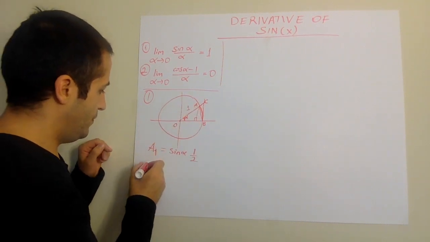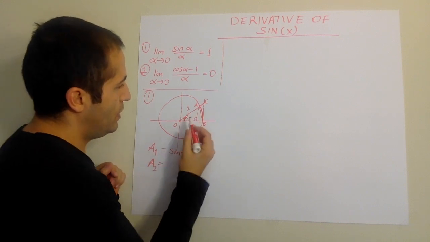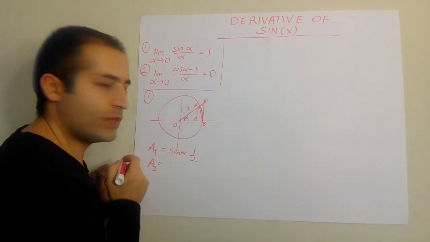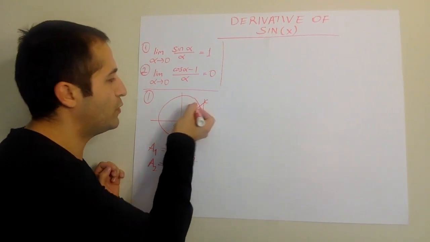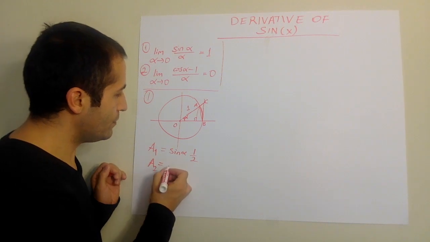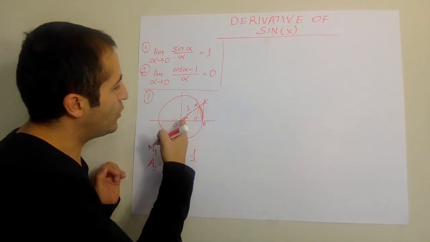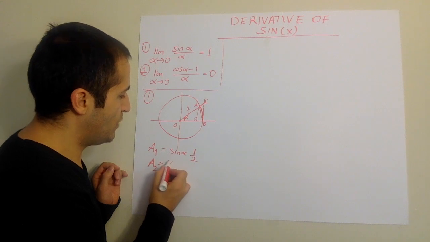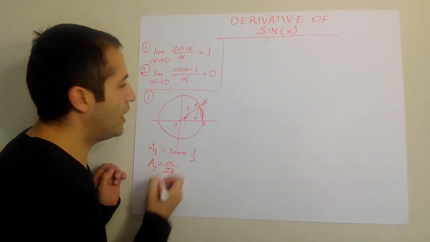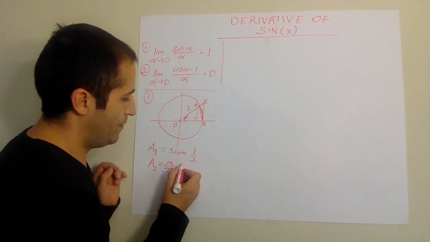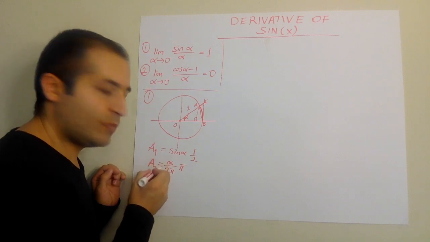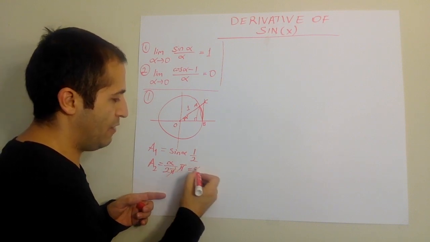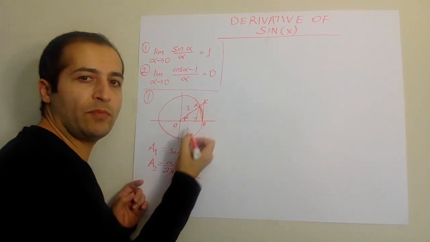The second area, A2, is going to be the slice OAB. If you think about the entire area of the circle, it's going to be pi r squared, which is pi for the unit circle. But we are going to take a slice of alpha degrees or alpha radians. So it's going to be alpha divided by 2 pi times the entire area, which is pi. And this is going to give you the area as alpha divided by 2. This is the area of this slice OAB.